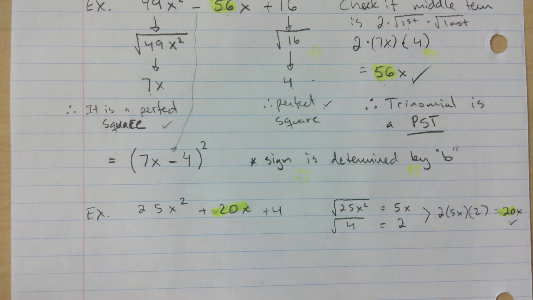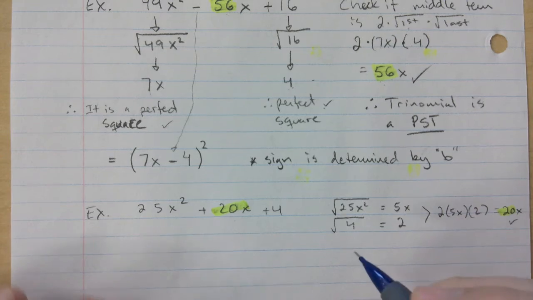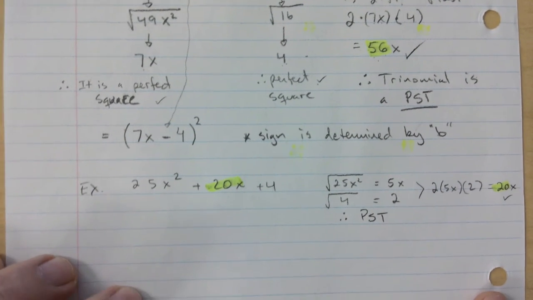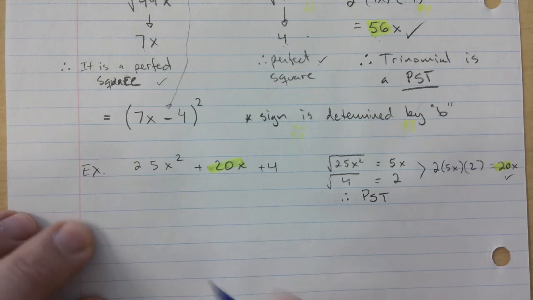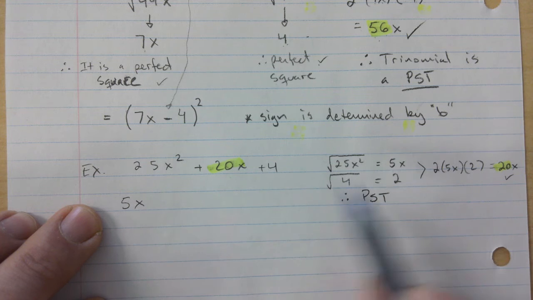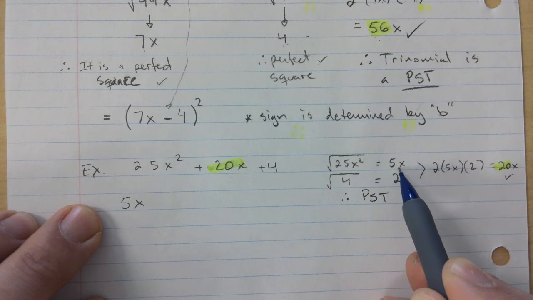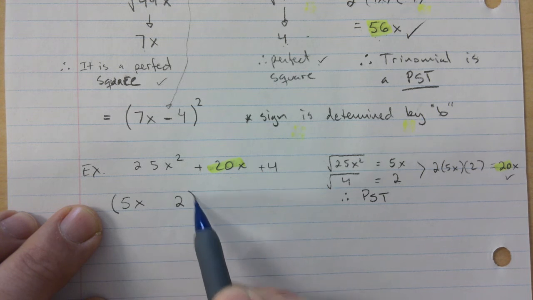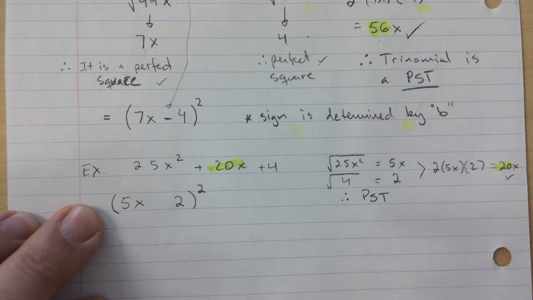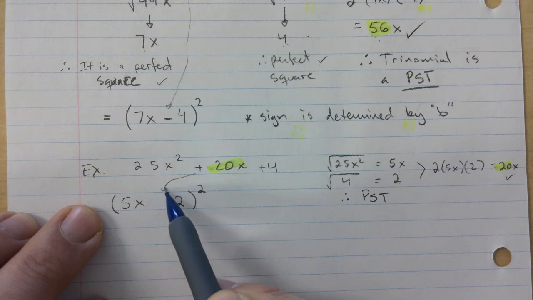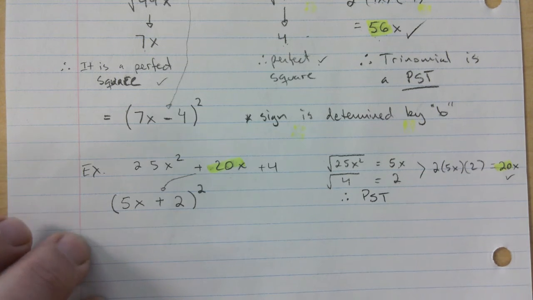Therefore, it's a PST. It's a special trinomial, right? So we write it like this. 5x, right? You take the square root of the first one, the square root of the second one, right? This is going to be squared because it's a perfect square, right? What sign comes in here? That sign, positive.